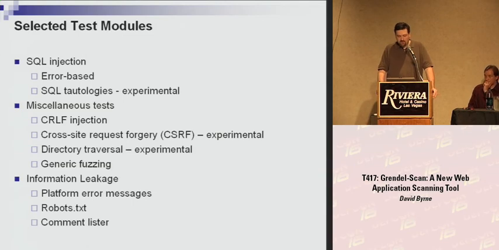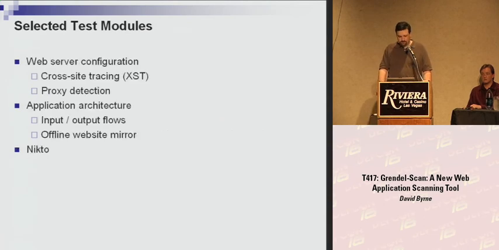The robots.txt module: robots.txt is intended to guide a search engine as to where content should and should not be indexed. Some people mistakenly use it as a security control to try and hide areas of a website, like an admin interface. It's a bad idea, though, because it actually reveals the existence of that interface. The comment lister just lists out the HTML and JavaScript comments that are identified. Every once in a while, you find something useful in them. For example, once I found some database credentials that had been put in there during the development phase but never removed when it went to prod.